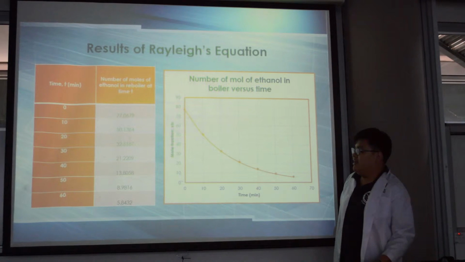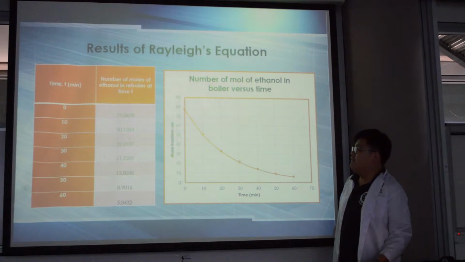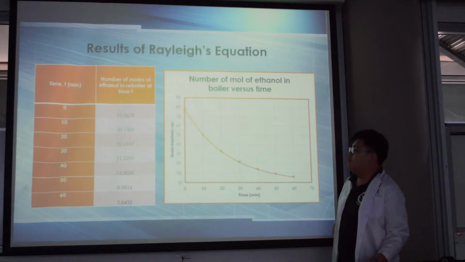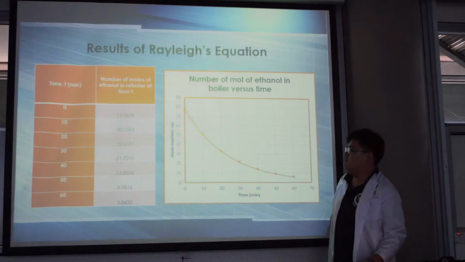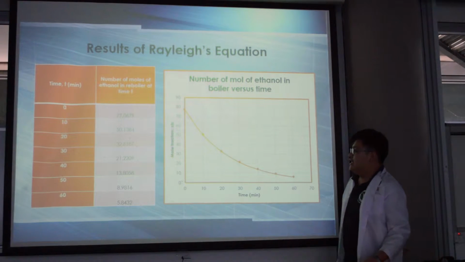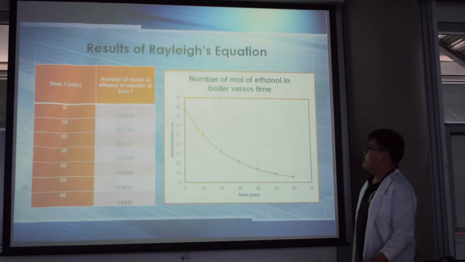By doing this for every interval, we can get the amount of moles of ethanol in the reboiler. Generally, the number of moles of ethanol in the boiler will decrease along the time.